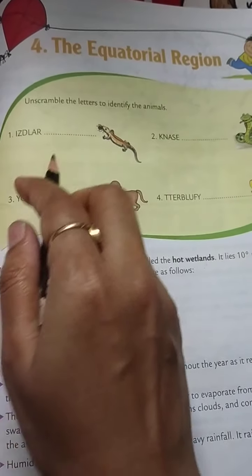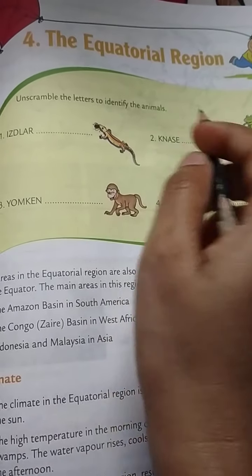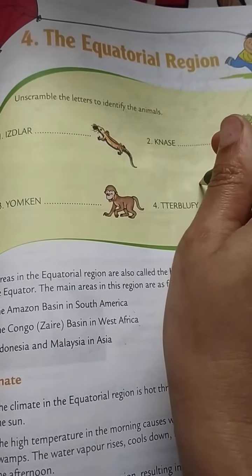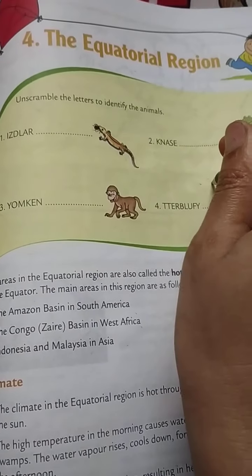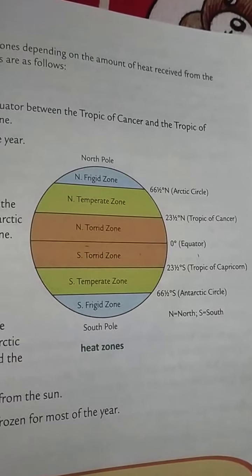Students, the first question is to unscramble the letters to identify the animals. You have to solve these as homework. So let us start with the Equatorial region.